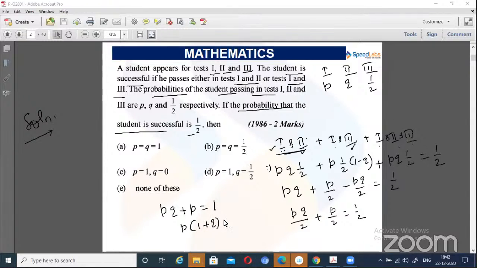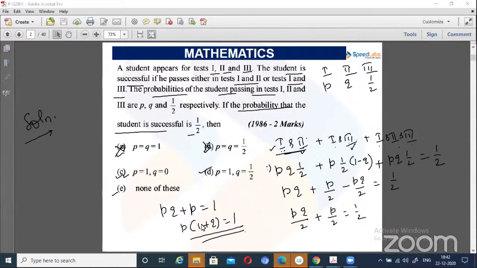1 plus Q is 1. Look for which options satisfy this. P is 1 and 1 plus Q is also 1. So 1 into 2 is 2, not correct. P and Q both are half. So half into 3 by 2 is not equal to 1.